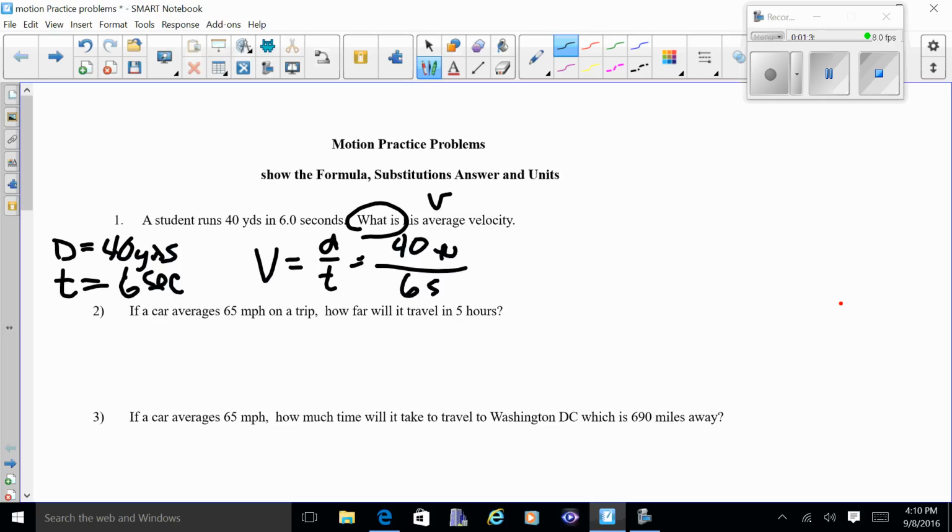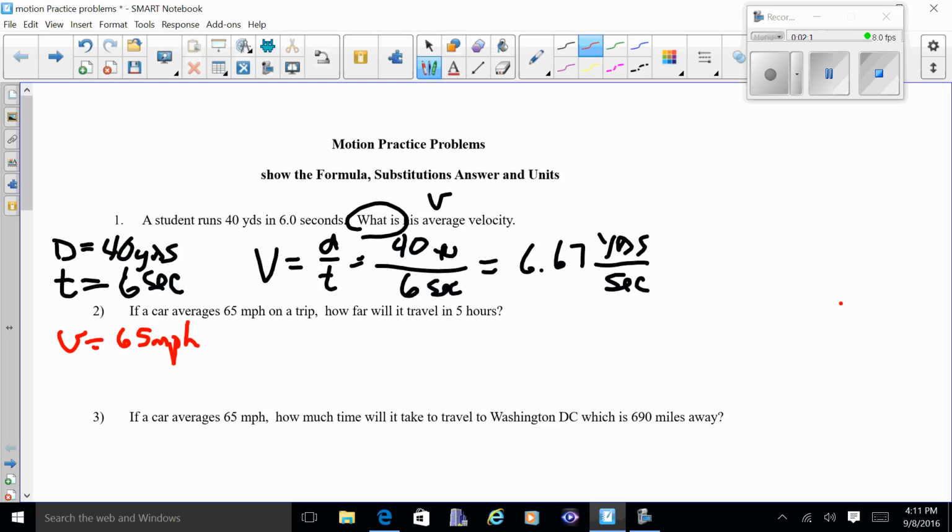Now on the next one, we're going to do the same thing. It says if I have a car, the car averages 60 miles per hour. Well, let's look at 60 miles per hour here. 60 miles per hour is my velocity. I said 60, it should be 65 miles per hour. I'll write that down. On a trip, how far? Well, once again, pay attention to these words like how. How far means they want to know my distance. Will it travel in 5 hours? Well, 5 hours is going to be my time.